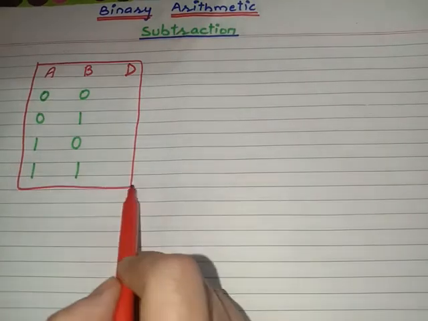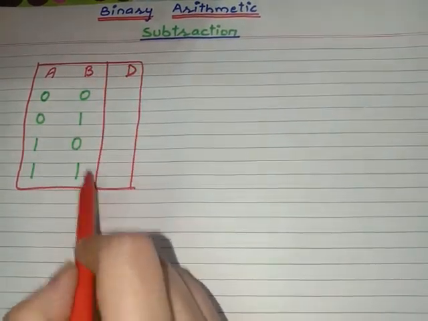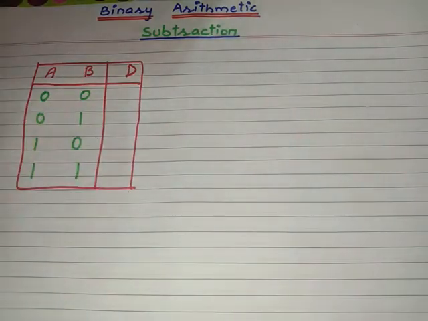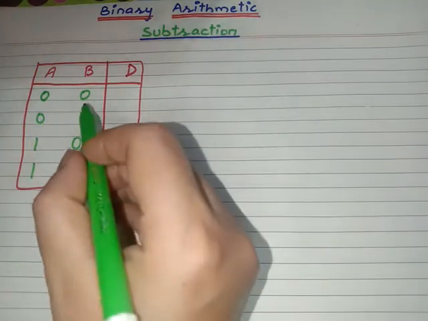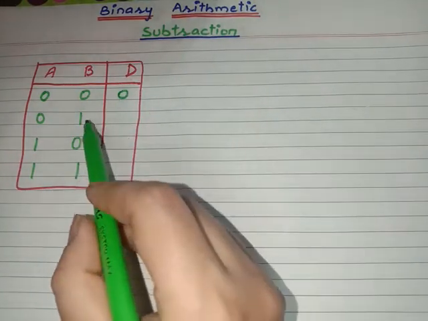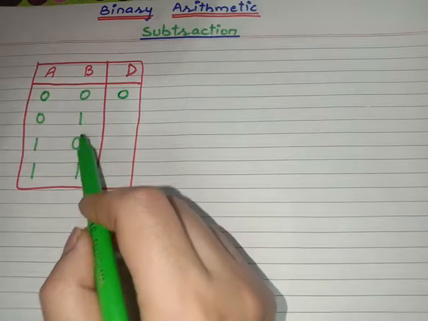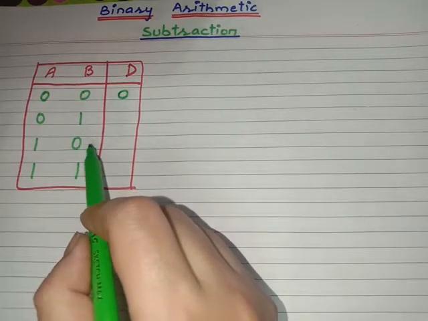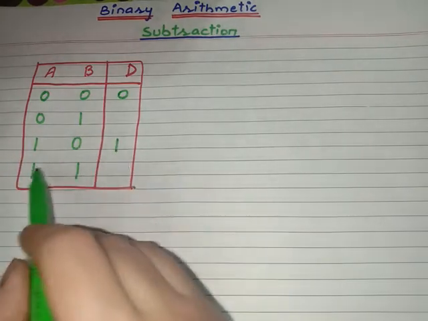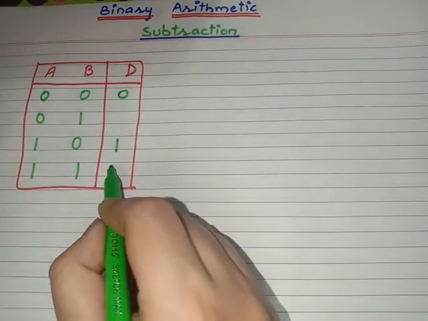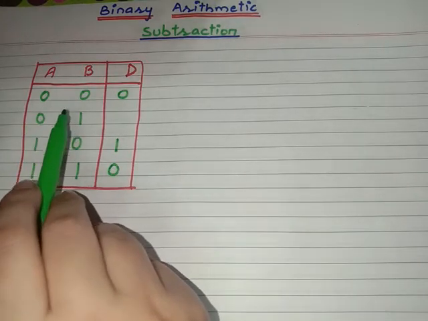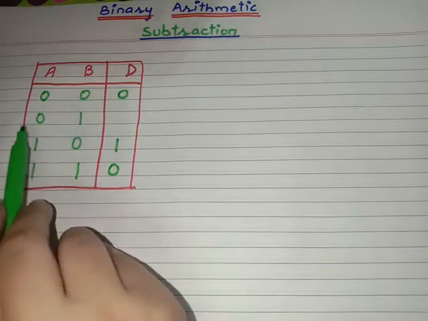The very first rule is that when we subtract 0 from 0, the difference will be 0, that is, 0 minus 0 is 0. Then skip one for a while, I will discuss it later. 1 minus 0, as you know, is 1. 1 minus 1 is 0. So what about this 0 minus 1? How can we subtract a 1 from 0?